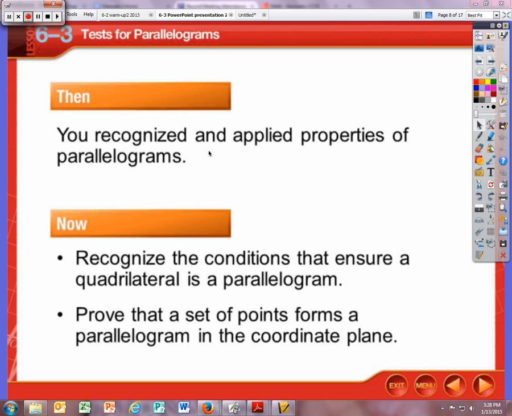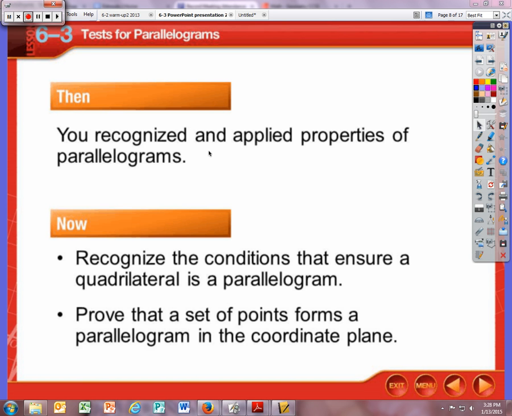Alright guys, we're going to be looking at section 6.3 today. This section is very similar to section 2. So basically what we're going to be doing is we're going to look at the converse of all the different properties of the parallelogram that we saw in section 2.